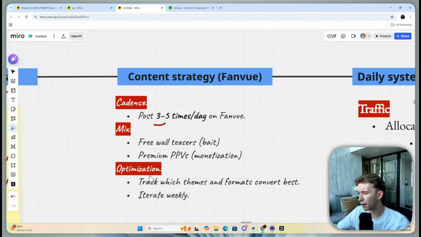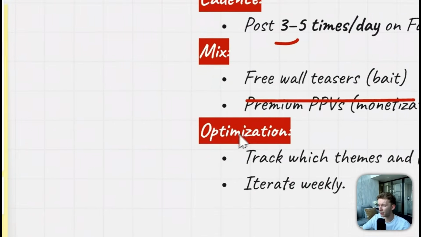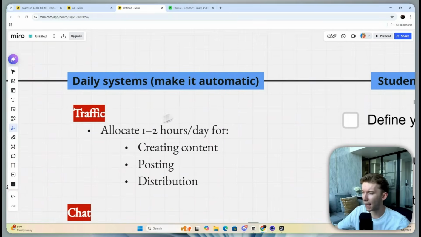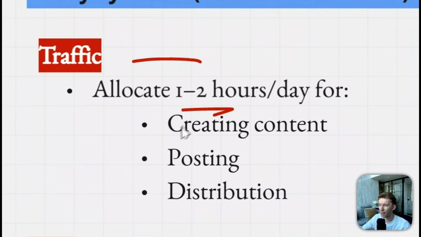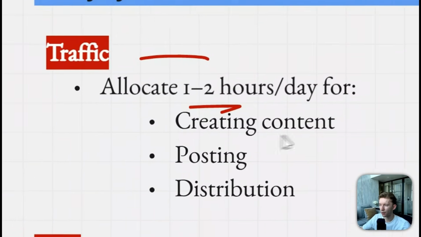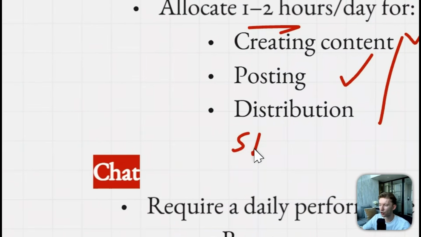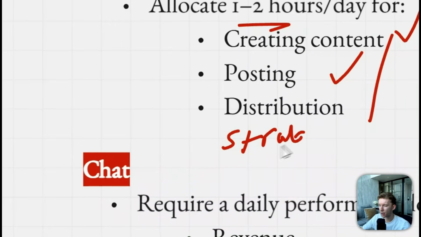So in terms of, again, make sure it's free teasers and premium pay-per-views. Keep that in the vault. And again, daily systems, traffic: allocate at least 1 to 2 hours of your day for, again, creating content, posting, distribution. And again, even strat, right? Because your strategy is the most important thing.